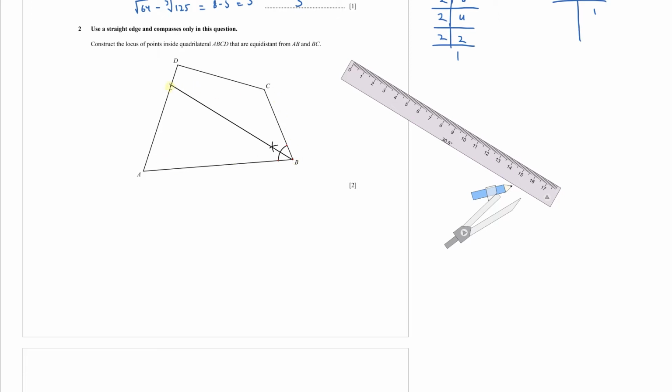So the points on this line are equidistant from both the lines AB and BC, and the locus is also inside the quadrilateral ABCD.